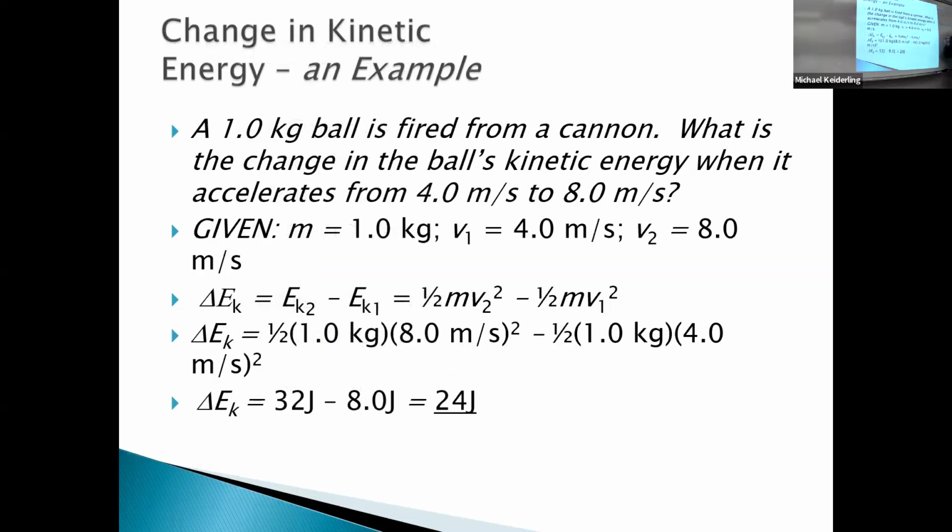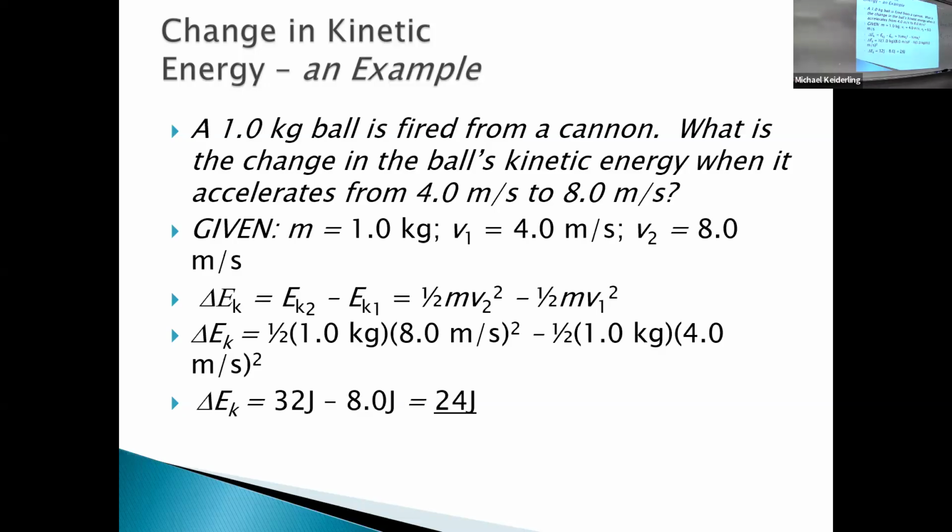So if a 1 kilogram ball is fired from a cannon, what is the change in the ball's kinetic energy when it accelerates from 4 meters per second to 8 meters per second? Here, we want to find the change in kinetic energy, which is how much work is done on this ball while it's accelerating from 4 meters per second to 8 meters per second. The mass is 1 kilogram. v1 is 4 meters per second. v2 is 8 meters per second.